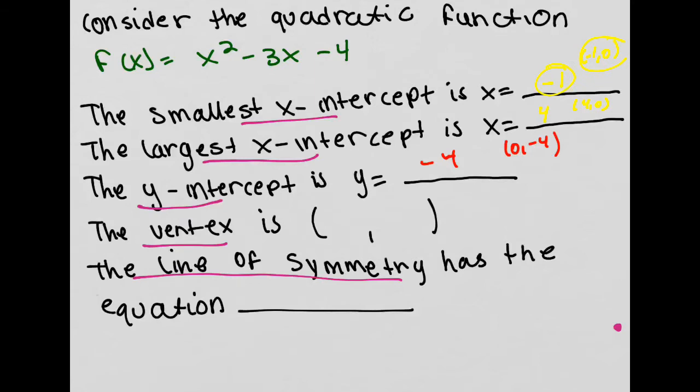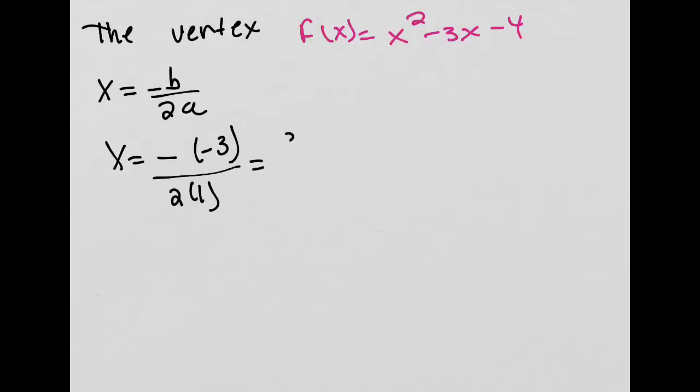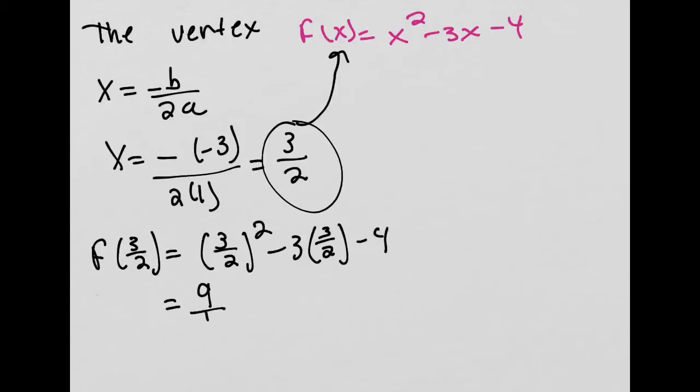Now, in order to find the vertex, we're going to use the vertex formula, since this function is in standard form. The vertex formula is x equals negative b over 2a. I'm going to substitute my values. Negative 3 is the b, and 1 is the a, 3 over 2. Then I'm going to take this and substitute into my given function, so I can find the y part of the vertex. It seems like we're going to have some fractions, but that's fine. 9 over 4 minus 9 over 2 minus 4.